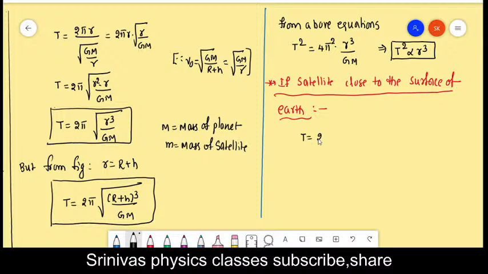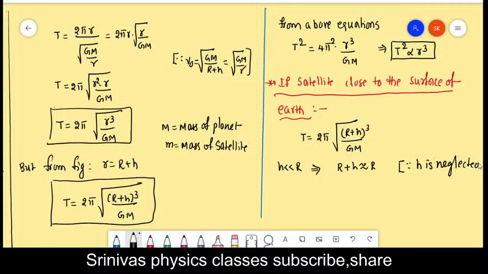Then we know the time period formula from the last equation: 2 pi under root of r cubed by GM, but here r is capital R plus h, so we write (R plus h) whole cubed by GM. But here I am taking that the height is very much less. Satellite close to the surface of Earth means the height of the satellite from the surface is less. Then R plus h we can write as R only, because h can be neglected. We can take h as nearly 0 compared to R, because the R value is very high. The formula will change like this: 2 pi under root of R cubed by GM.